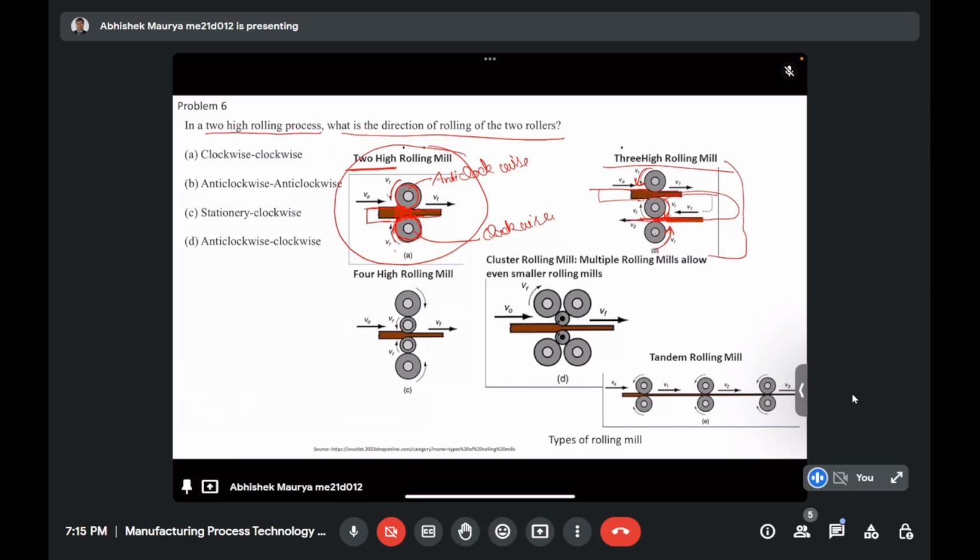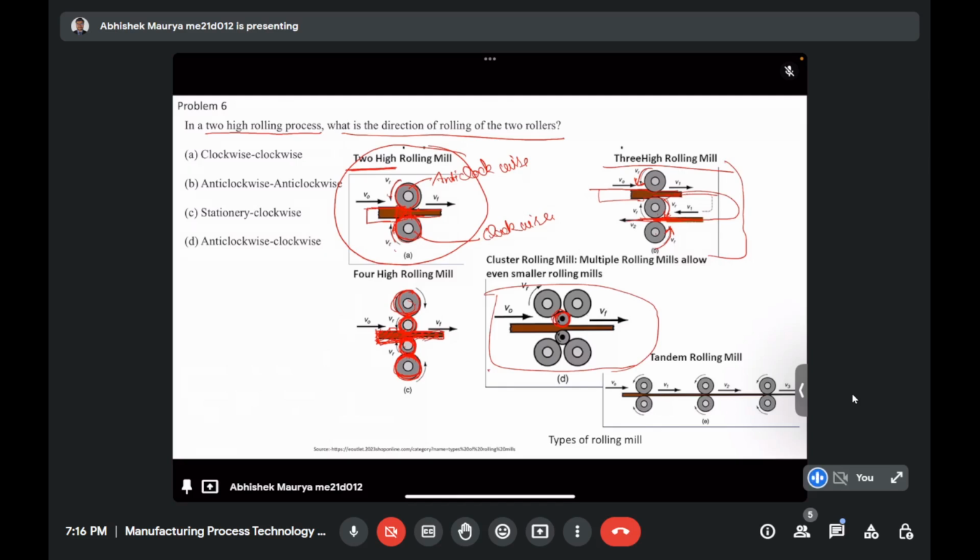Similarly, we have the four high rolling mills. If you see in the four high rolling mills, these two rollers are the rollers which directly come in contact with the workpiece or the billet, and they are responsible for the reduction in the cross sectional area, the reduction in the thickness of the material, and these two are the backing rolls. These backing rolls support the smaller rollers, and smaller rollers are used so that we can give more localized deformation to the workpiece.